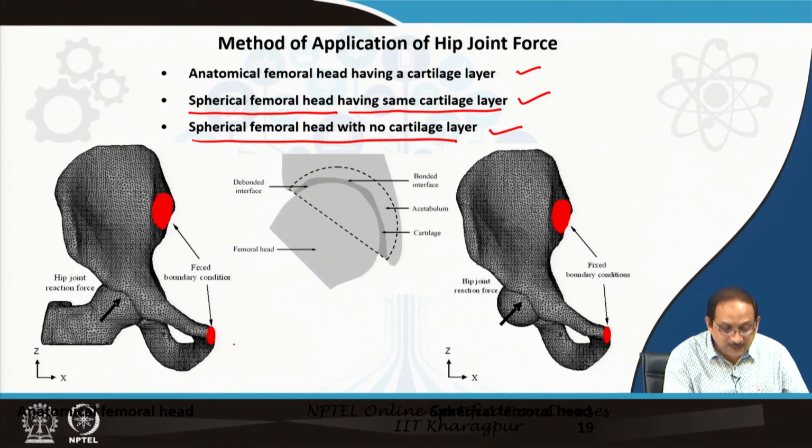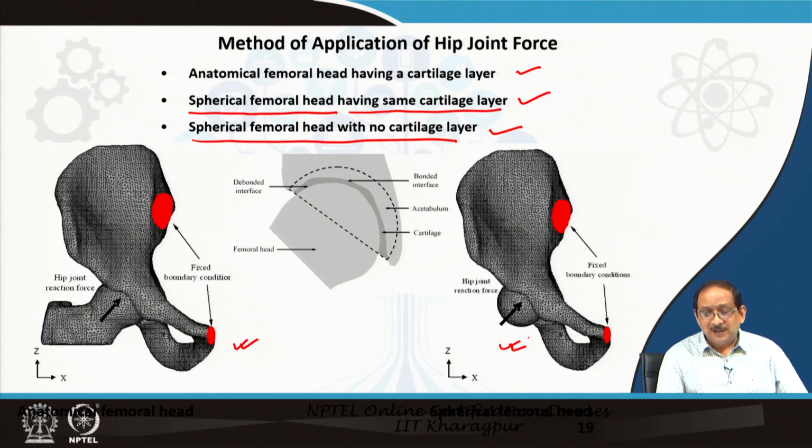The figure on the left is the first model, anatomical femoral head having a cartilage layer, whereas the figure on the right presents the spherical femoral head, the spherical assumption of the femoral head with and without the cartilage layer.